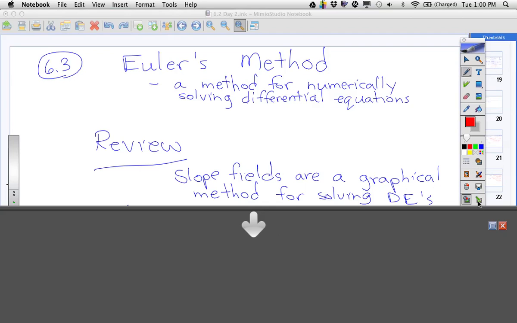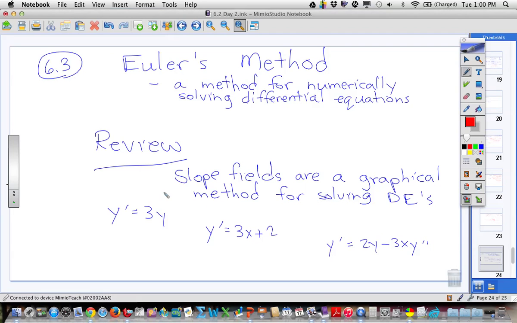Now, here are some examples of differential equations. y prime equals 3y. y prime equals 3x plus 2. y prime equals 2y minus 3x, y double prime. Those are all differential equations. They're equations that have derivatives in them. Now, some of these we can't solve. Like this one, we don't know how to solve this yet. This one way over here, we don't know how to solve that.